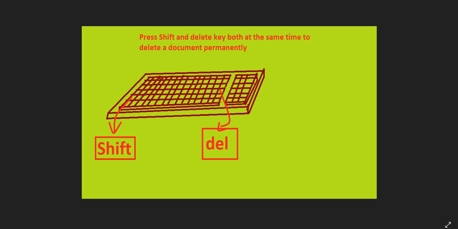In today's session, we are going to discuss how to make a permanent deletion of any document from your computer. Normally, what we do is we right click on a particular document and then click on delete, and it goes to the recycle bin.